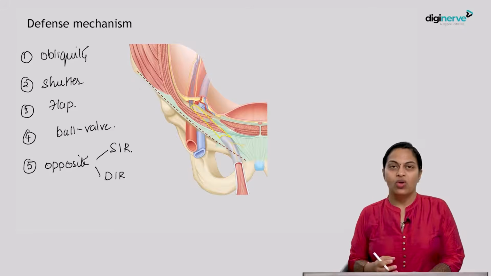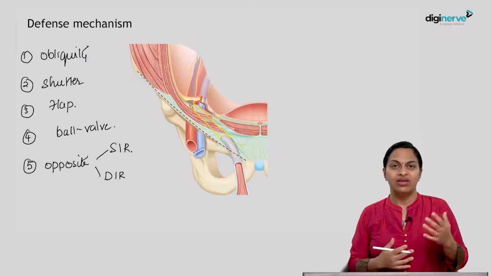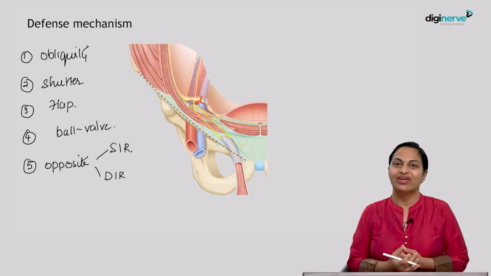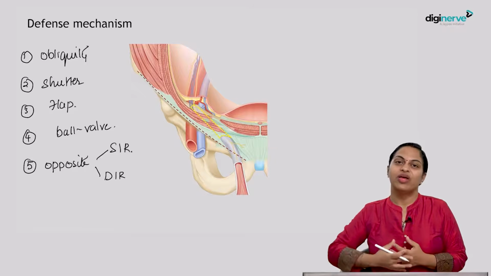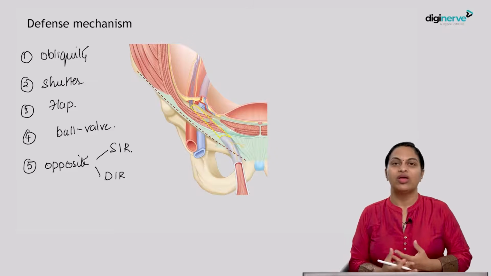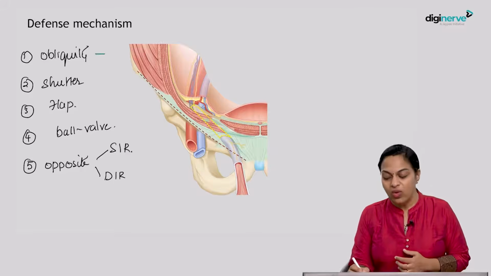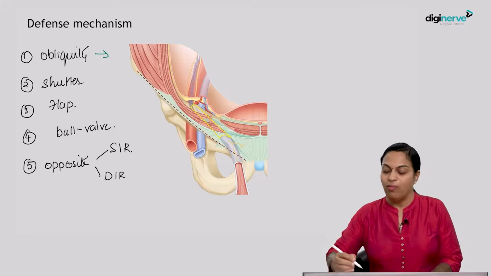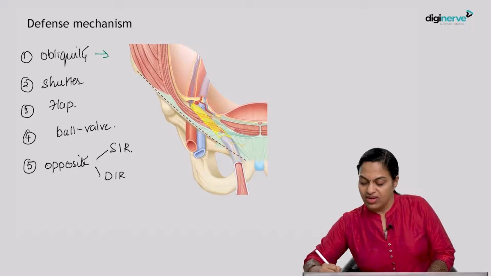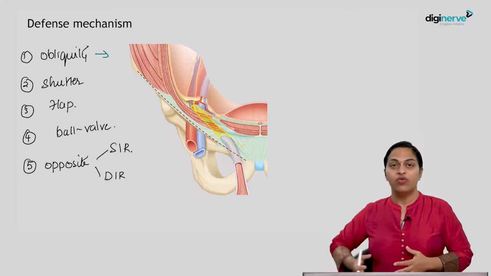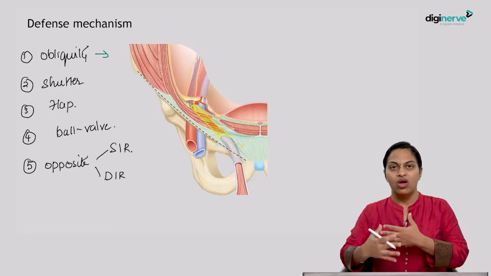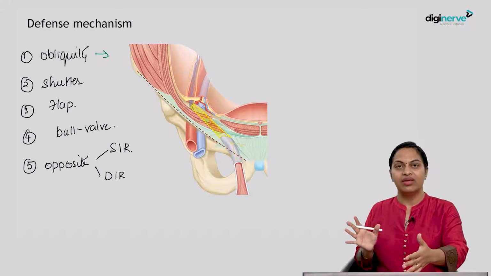Okay, so what are the factors? And not all of us get this inguinal hernia, right? So we are all well protected. So what are the protective mechanisms by our body to prevent inguinal hernia? The inguinal canal itself is oblique, right? The deep inguinal ring and the superficial inguinal ring are not in the same plane but in different planes.